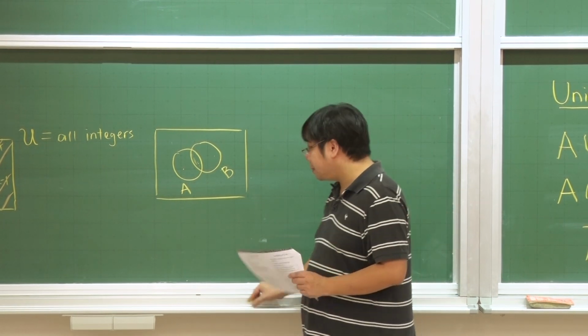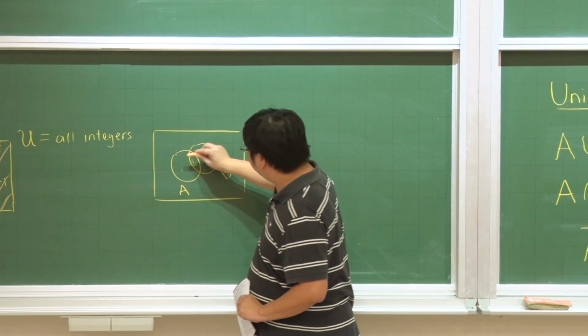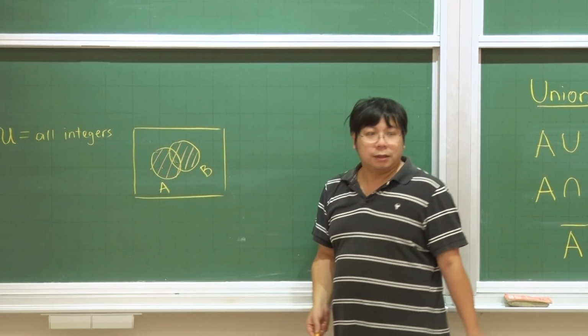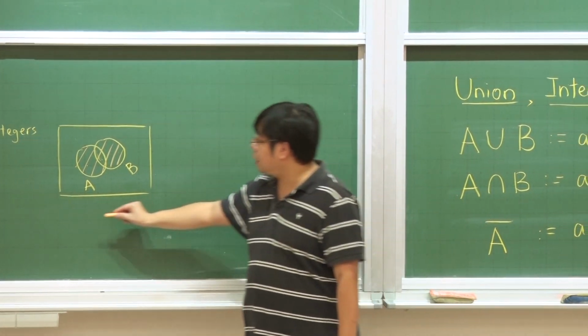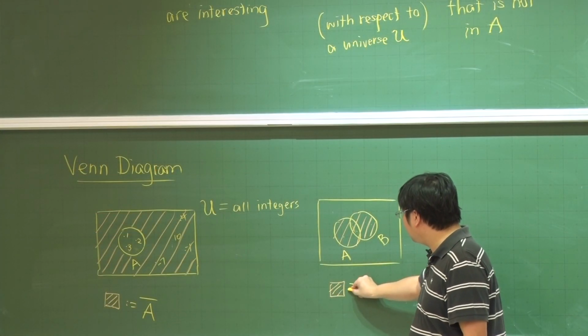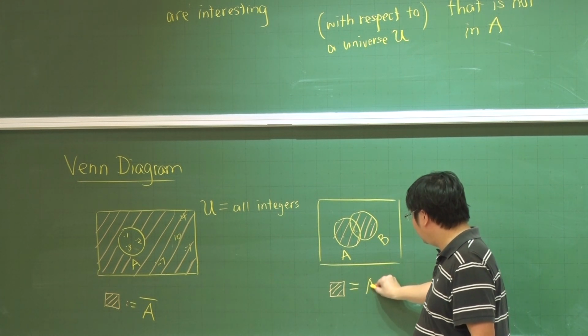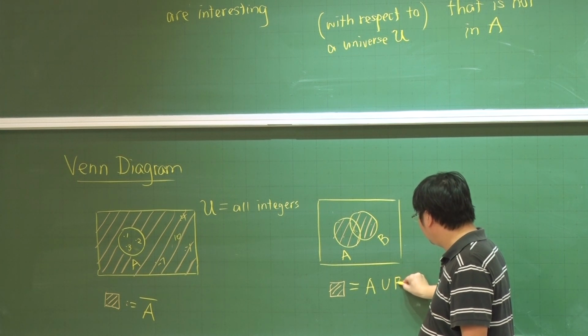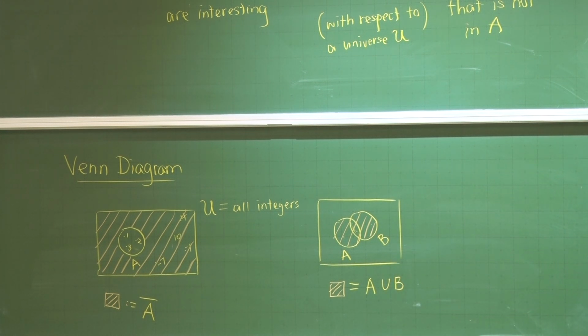Now in that sense, if you shade the part here, then this will represent what? So the shaded part, it will be representing A what? Union B. Is that okay? So we have A union B.